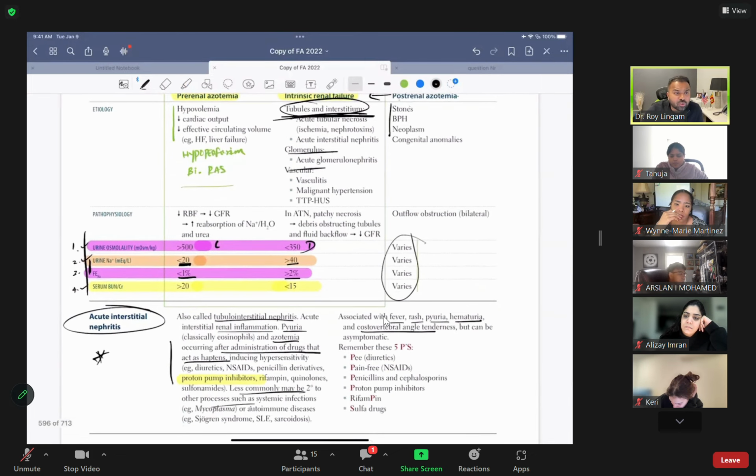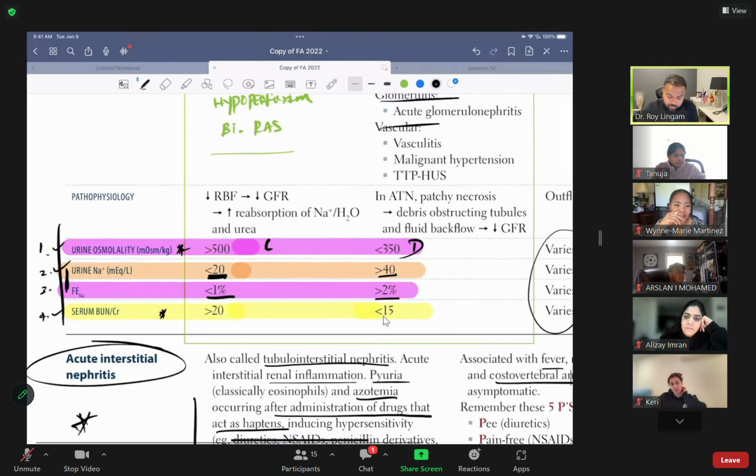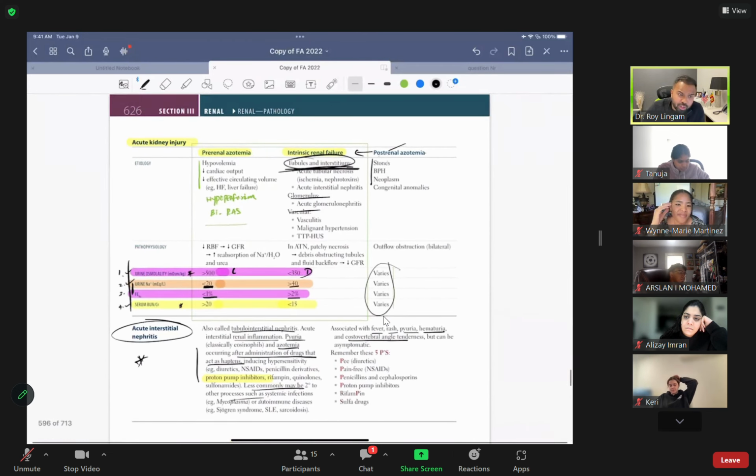Is everybody clear, folks? So you have pre-renal and intrarenal. In my opinion, I only use these two: creatinine and osmolarity is easy. Okay, but you could use any of the four. But that's what I use to quickly identify pre-renal or intrarenal. Everybody clear, folks? All right. So that takes care of acute kidney injury.